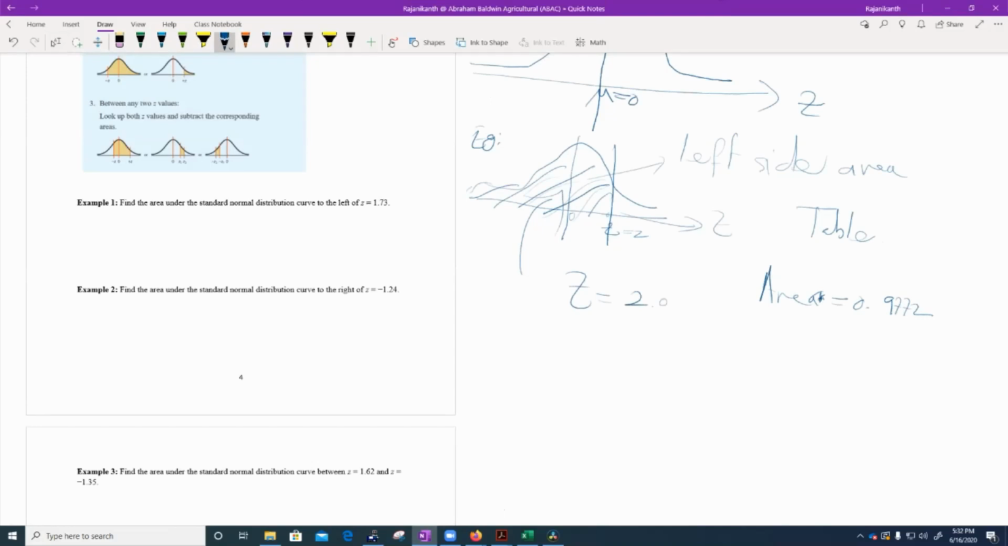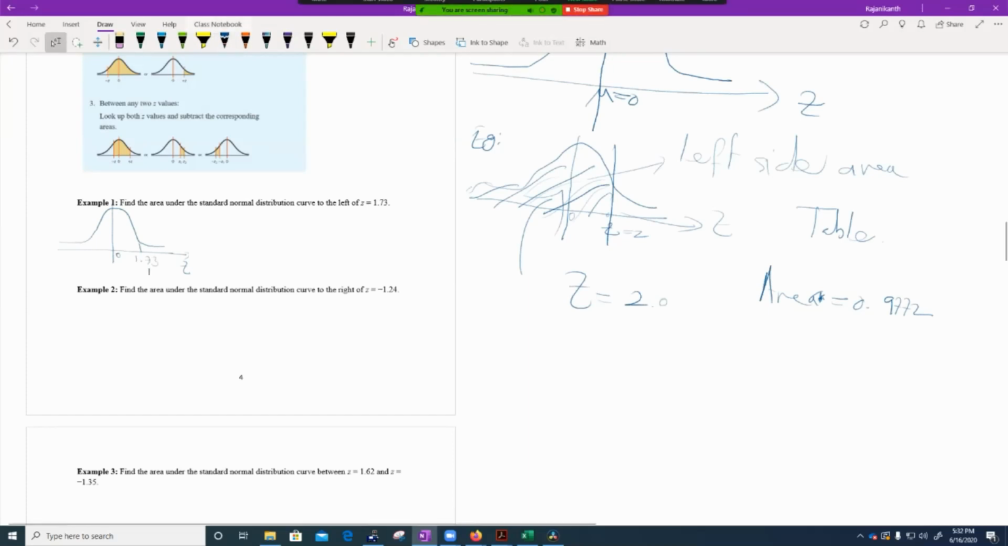Okay, so let's look at example 1. Find the area under the standard normal distribution curve to the left of z equals 1.73. Okay, so I'm going to draw a picture here. First of all, draw the standard normal. Remember, the midpoint, the mean, is always 0 for the standard normal. So we use little z for the standard normal random variable value. Now we are going to look for the area corresponding to the z value 1.73. Remember, 1.73 is a positive number, therefore it should be on the right side of 0. So 1.73 will be somewhere here.